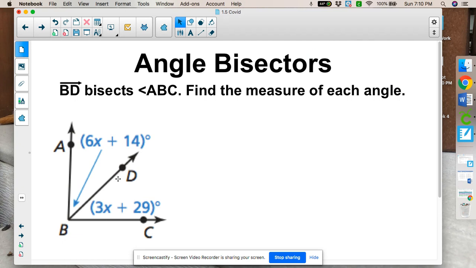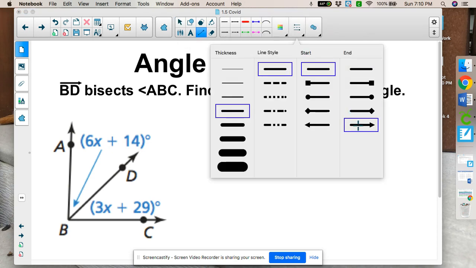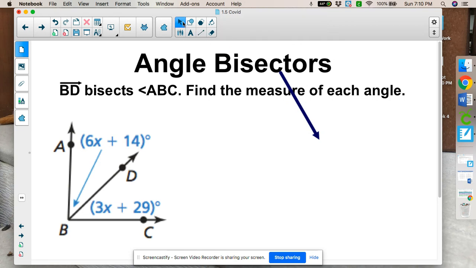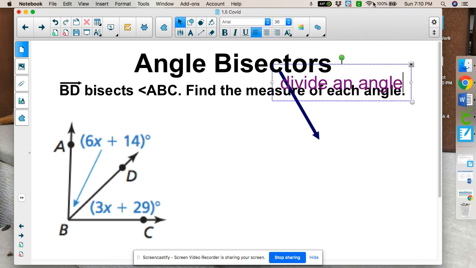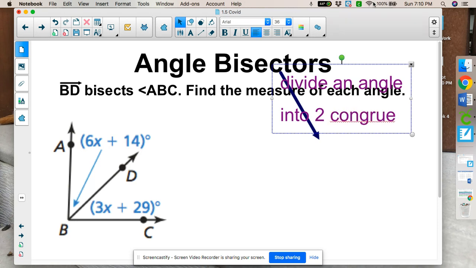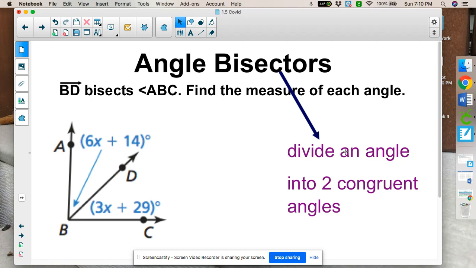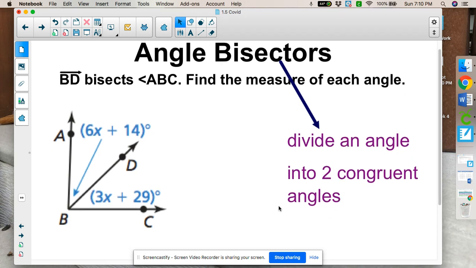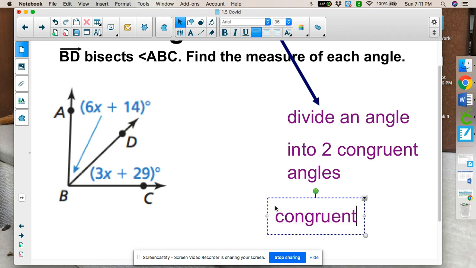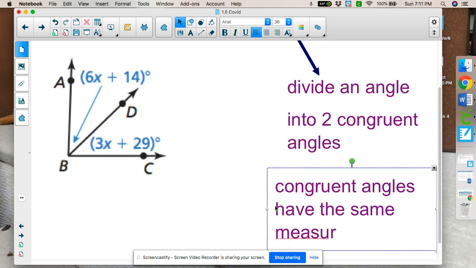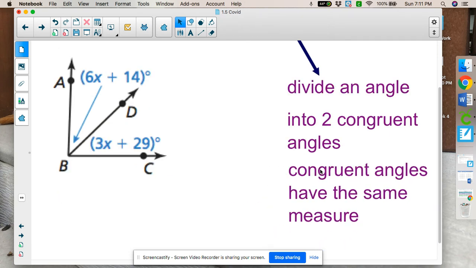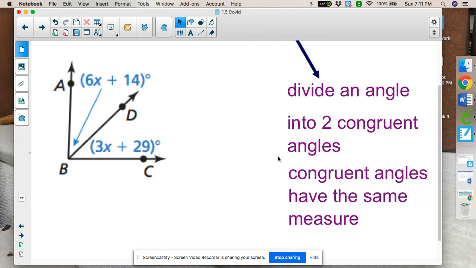The last thing we're going to talk about are angle bisectors. Angle bisectors work very similar to segment bisectors, meaning instead of cutting a segment in half, they're going to divide an angle into two congruent angles. And if you guys think, when we talk about congruent segments, they have the same length. So if we want to talk about congruent angles, they have the same measure. So you might want to write that down on your paper. So congruent segments have the same length, but congruent angles have the same measure.